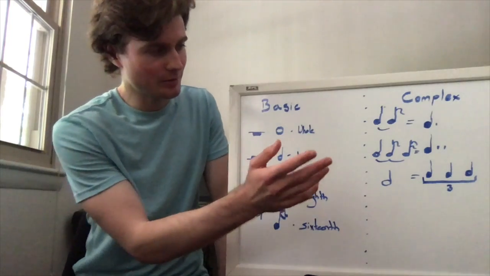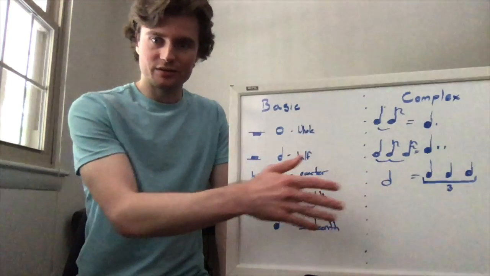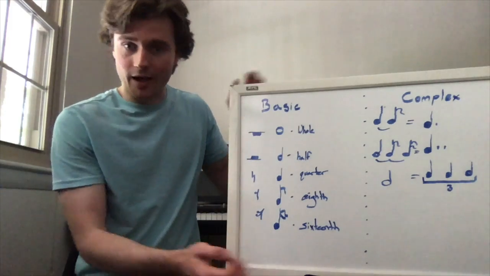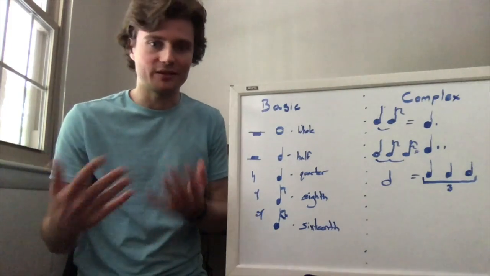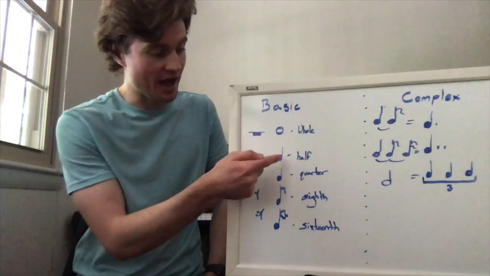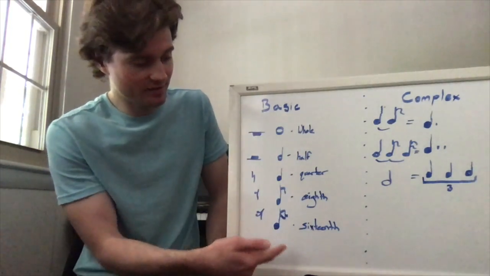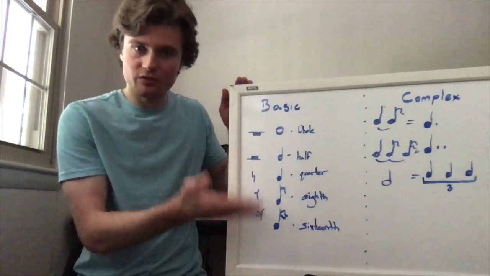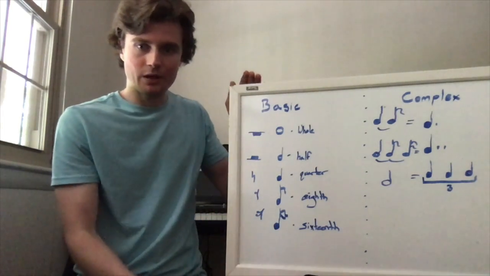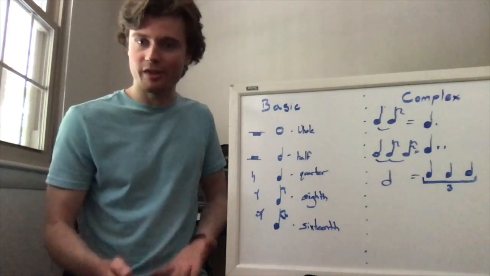Okay, so let's look at some of these more complex ones. Here on this side, we're talking about things that are all basically halves of the previous. Half is half of a whole, quarter is half of a half, eighth is half of a quarter, 16th is half of an eighth. You just keep dividing by 2 all the way down. But you can do more than that.